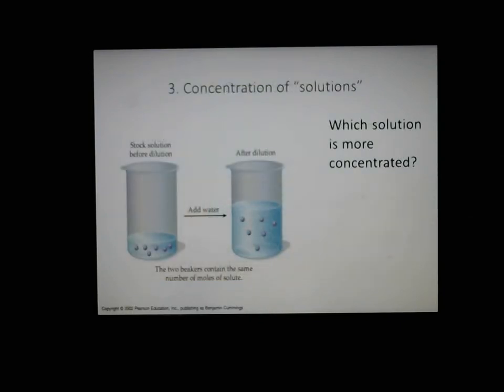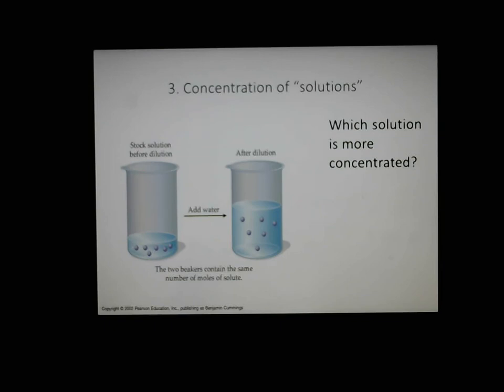And here we can see, I have the same number of particles. You can count them. There's 6 on the left and 6 on the right. However, if we add some water, if we dilute it, then the one on the left is now a lot more concentrated than the one on the right. Even though it's the same amount of stuff, the concentration of the stuff is now a lot less.